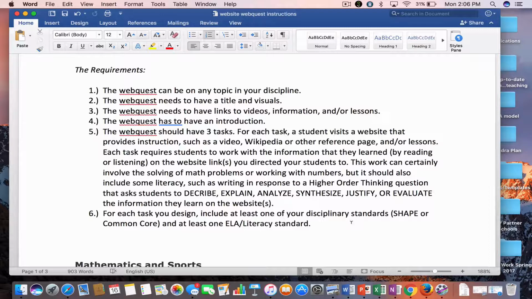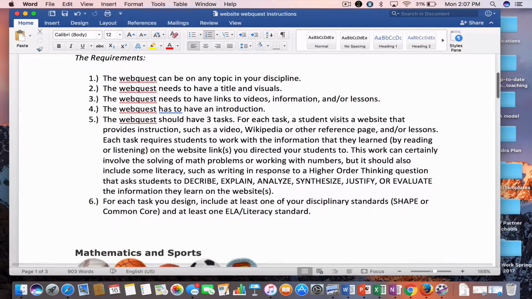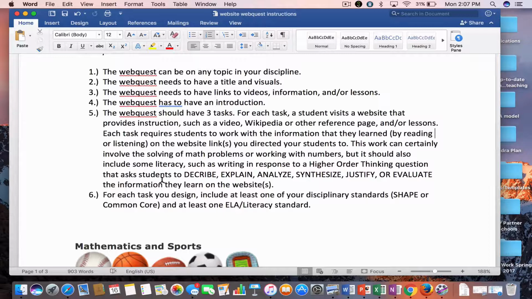And for each task, your student is going to be required to visit at least 1 website, it could be more, that provides instruction such as a video, a YouTube video, it could be a Wikipedia page, it could be a reference page, or it could be lessons. And I'll show you an example of lessons in just a second. Each task is going to require students to work with the information that they learned when they visited the website. They either read something, or they listened to something, or they listened and watched on that website. They're going to work with whatever information they've learned.